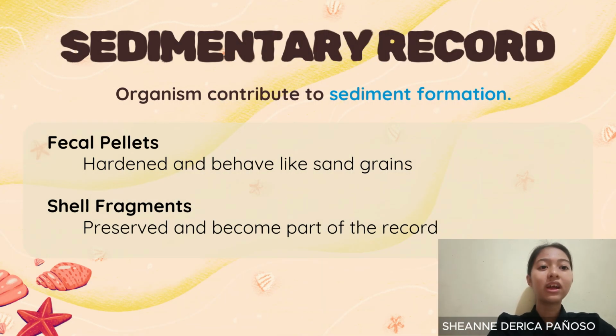In summary, organisms contribute to sediment formation in many ways. Some produce fecal pellets that harden and behave like sand grains, while others leave behind shell fragments that can be preserved and become part of the sedimentary record. We explored the amazing continental shelves and learned how important they are for marine life. We saw how organisms mix sediment with bioturbation, keeping the ecosystem healthy. We also discovered how invertebrates live both on and in the sediment, and how even in shallow areas, they leave behind clues of their activities. And we learned that these creatures also help form sediment.